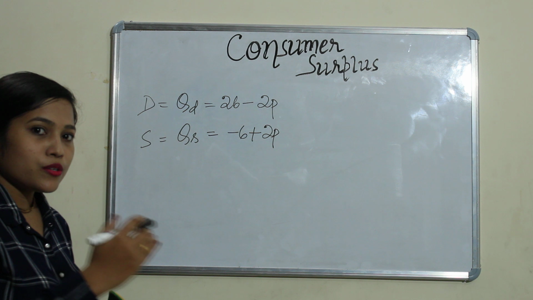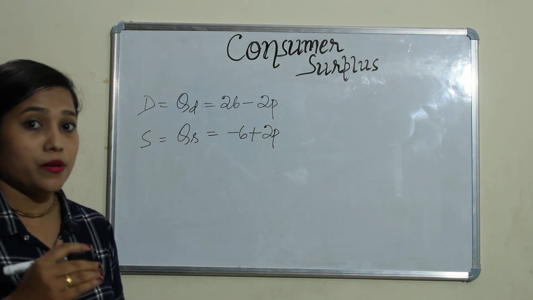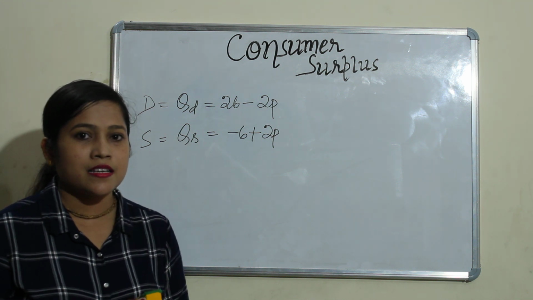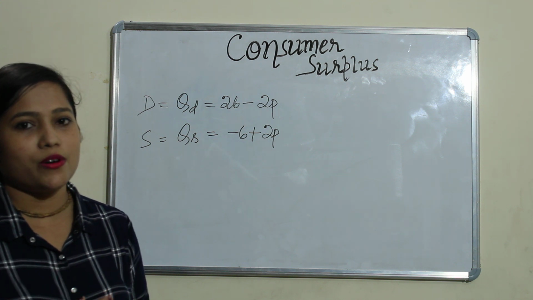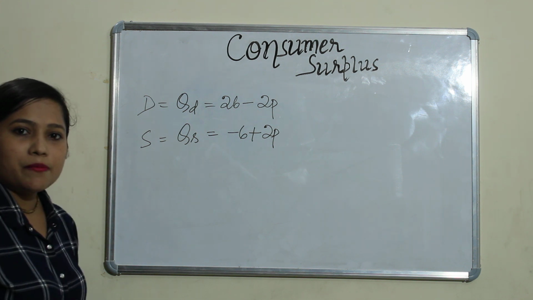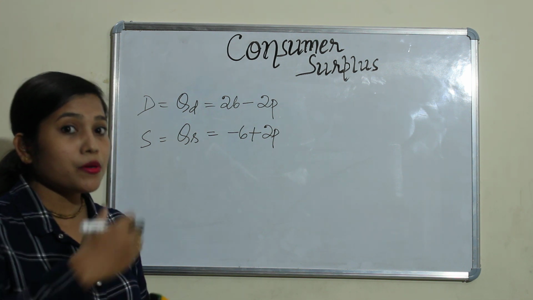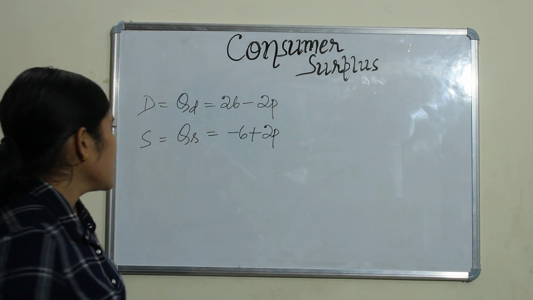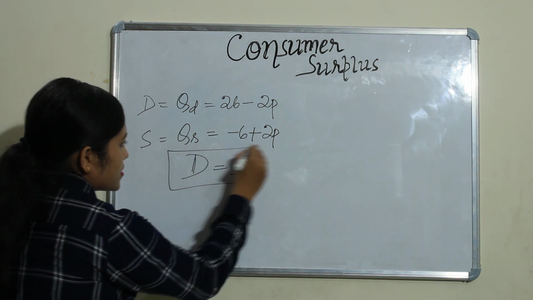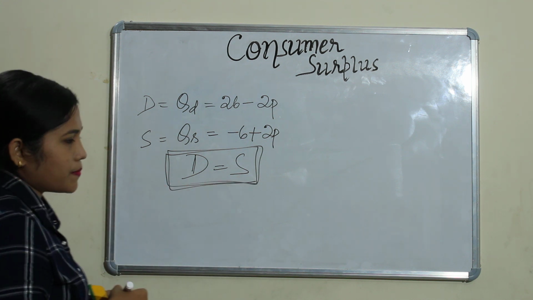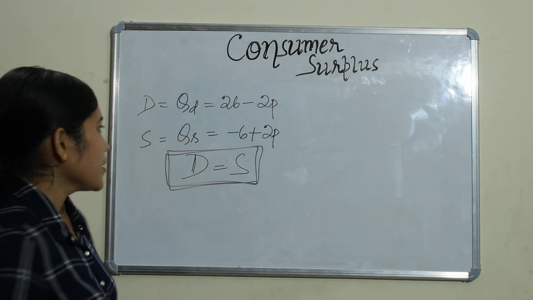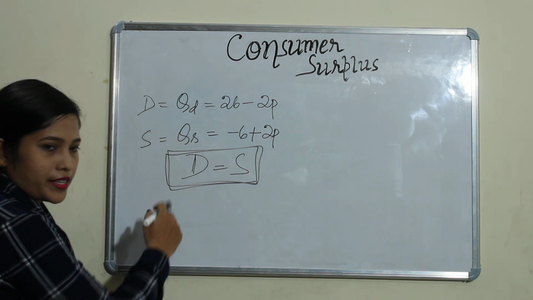Before moving to the consumer surplus, we have to reach the point of consumer equilibrium. Equilibrium I have already discussed. If you have not seen that video, you can go to it; I have mentioned the link in my description box. So what is consumer equilibrium? Where the consumer can get maximum profit from minimum budget, right? We can remember it as the point when demand is equal to supply. So we have to equate these two equations.